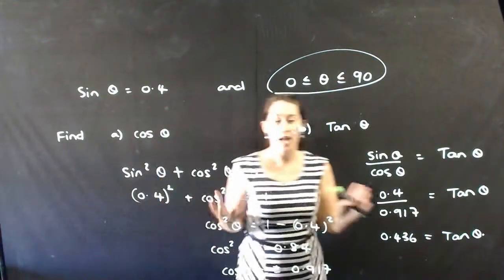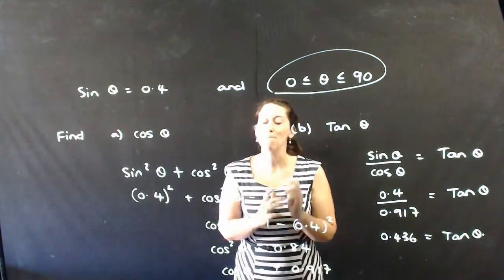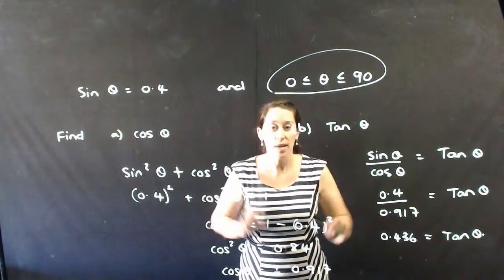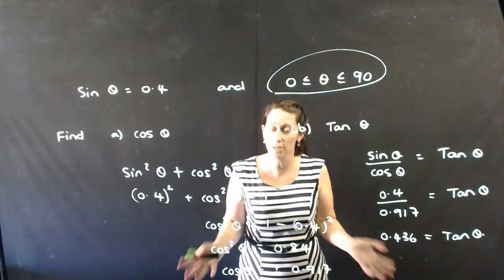And that's pretty much everything you need to know about identities. Just be aware there are many trigonometric identities. In fact, we only use these 2 in the maths method syllabus, but there are way more, and you could be asked to use another identity.